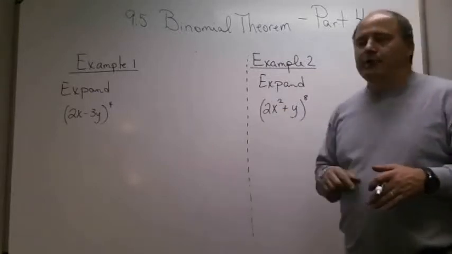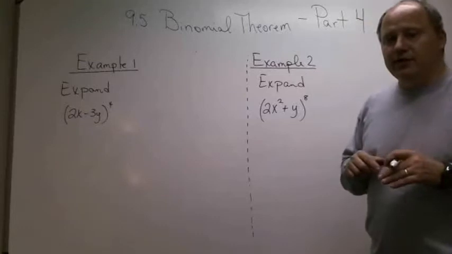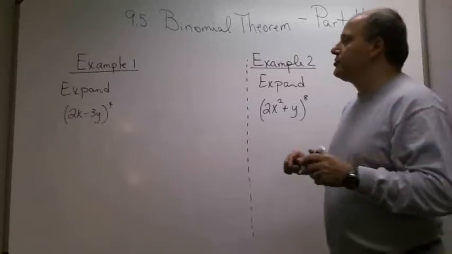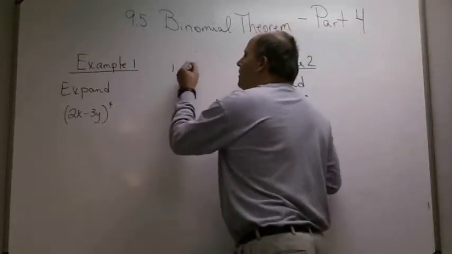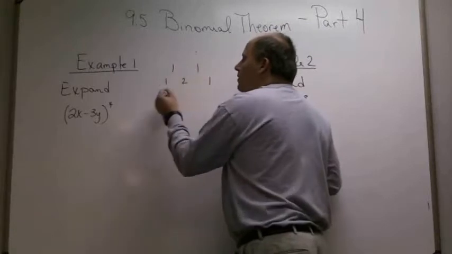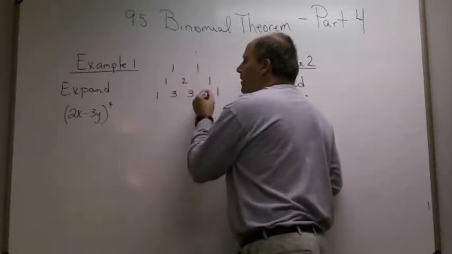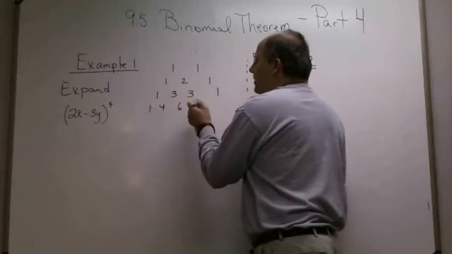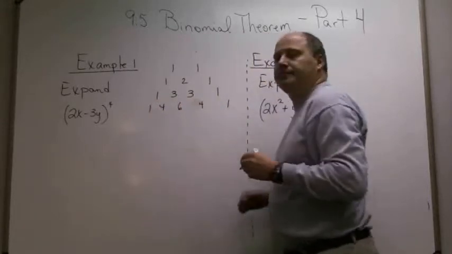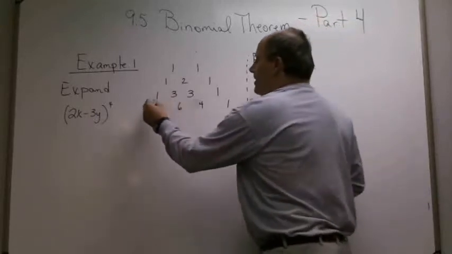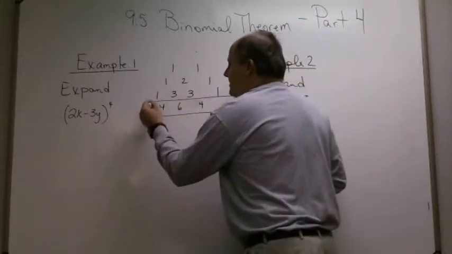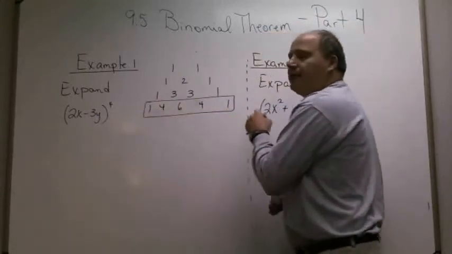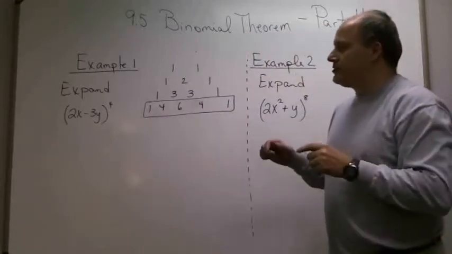So for (2x − 3y)^4, I will use Pascal's triangle to get those coefficients. So 1; 1, 1; 1, 2, 1; 1, 3, 3, 1; 1, 4, 6, 4, and then 1. So these are the coefficients that I'm going to use in this expansion. And there should be 5 terms and there are 5 coefficients. So here goes the expansion.